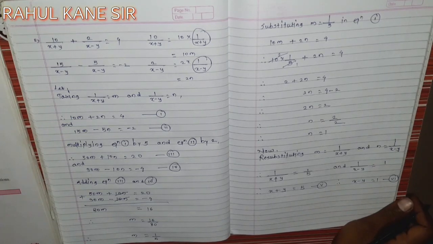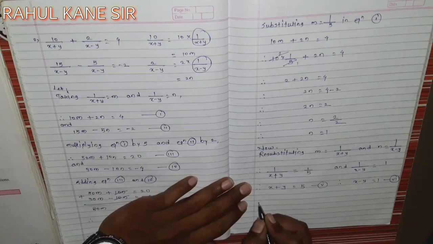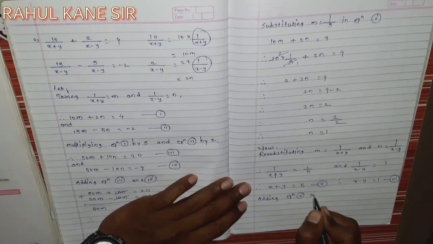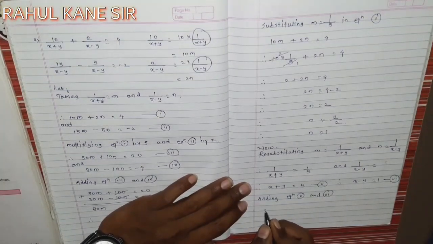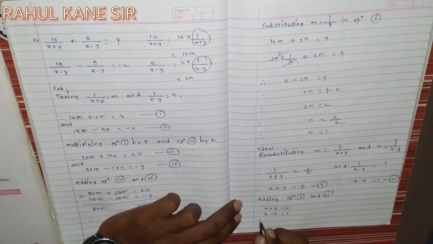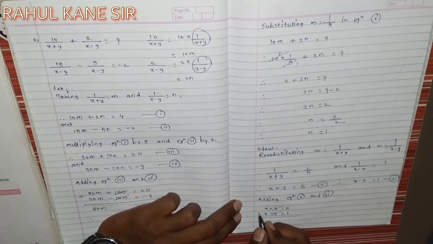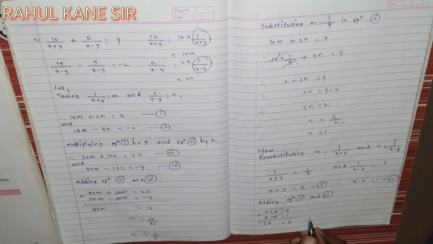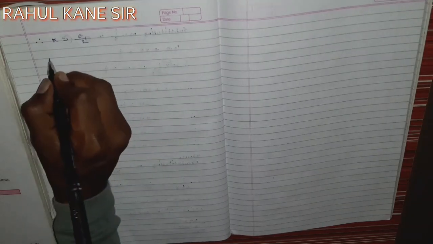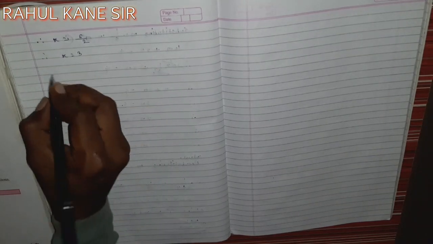Now in equations 5 and 6, both x and y have the same coefficient but y has a different sign, so we are going to add equations 5 and 6. x plus y equals 5, x minus y equals 1. Plus y and minus y cancel, x plus x is 2x equals 6. Therefore x equals 6 upon 2, therefore x equals 3.